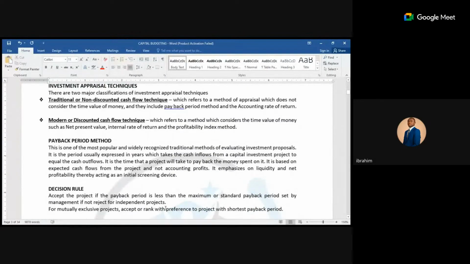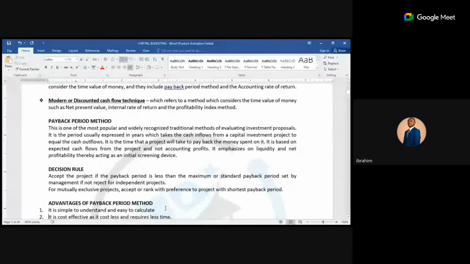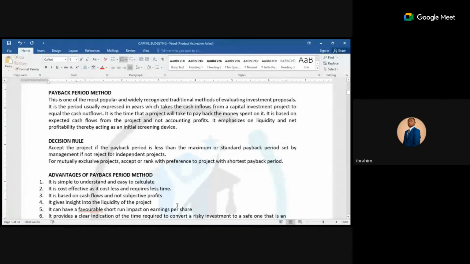Now, let's pick it one after the other under the traditional approach. Now, there is payback period. Payback period means the time it will take you to recoup your investment. If the project is for 5 years, when you calculate the payback period, you have 3 years. It means that it will take you 3 years to recoup your investment.